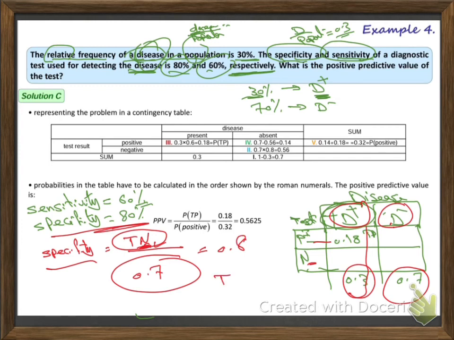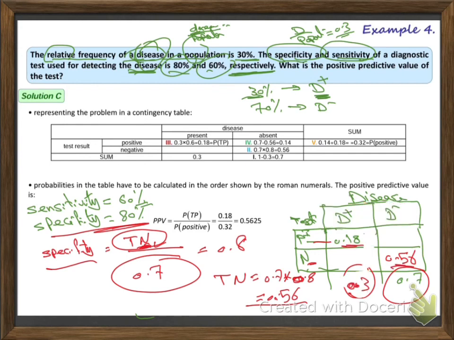So true negative, by cross multiplication, will equal 0.7 times 0.8, which equals 0.56. So now I got the true negative. True negative is here, 0.56. So I got the true positive and I got the true negative. So by having the total of the disease, which is 0.3, the total of not diseased, and true positive and true negative, I can get the other missing values.